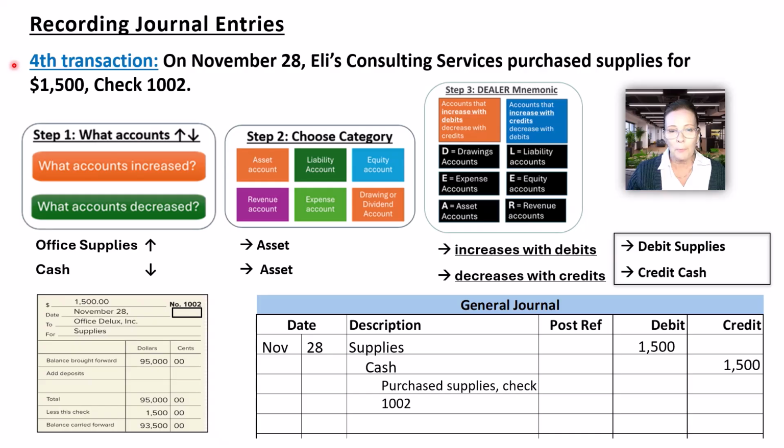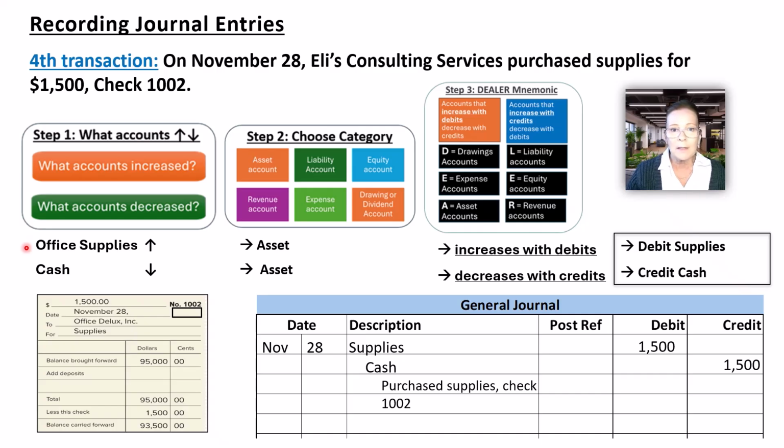For transaction number 4, on November 28th, Eli's Consulting Services purchased supplies for $1,500 with check 1002. Again, for this receipt, this is not proper documentation. We don't have an invoice. In fact, we don't even know if supplies were purchased. We also don't have a copy of the check. This would not pass an audit, and honestly, I would be concerned if a business owner provided this as a receipt.